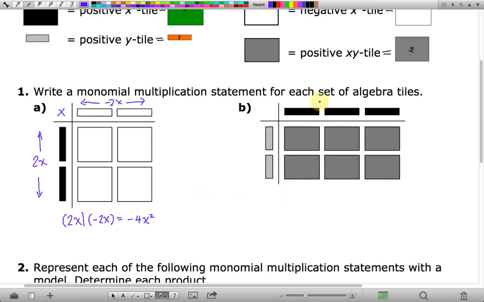Next, we have the length being 3x, and the width here is 2y. When we multiply the length, 3x, by the width, 2y, we get an area of 1, 2, 3, 4, 5, 6 of these tiles, and these are xy tiles. So now you can see how we're using these tiles to model multiplication of monomials.